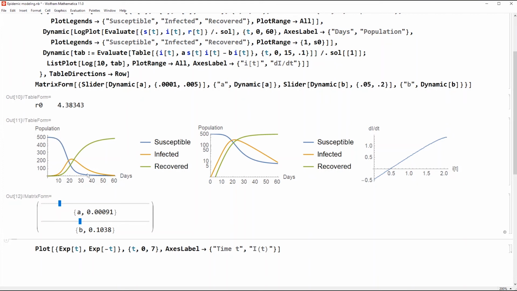The susceptible population is going down, the number of infected people is going up, and there's this crossing point here, which is where the number of infected people reaches a maximum. And then this is what it looks like on a log scale. So the population is now shown in logarithmic units, and the horizontal axis is still time measured in days.